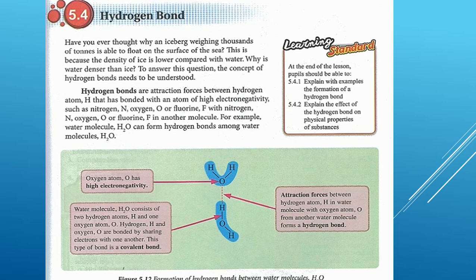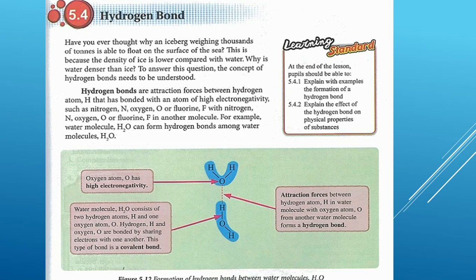This is chemistry form 4 chapter 5. Today we will cover another subtopic. We will learn about types of bond other than ionic bond and covalent bond. So 5.4 here, hydrogen bond. You should be able to explain the examples of the formations of hydrogen bond and the effect of the hydrogen bond on the physical properties of substance. This is for 5.4 hydrogen bond.